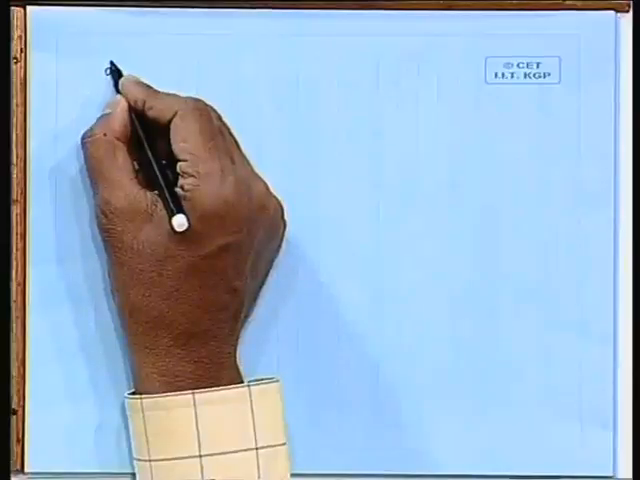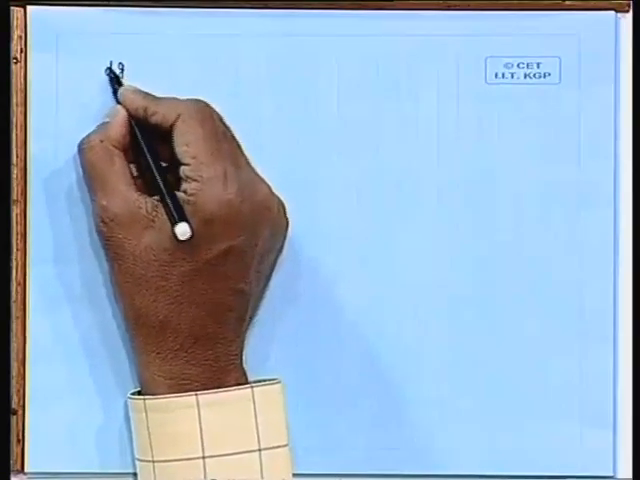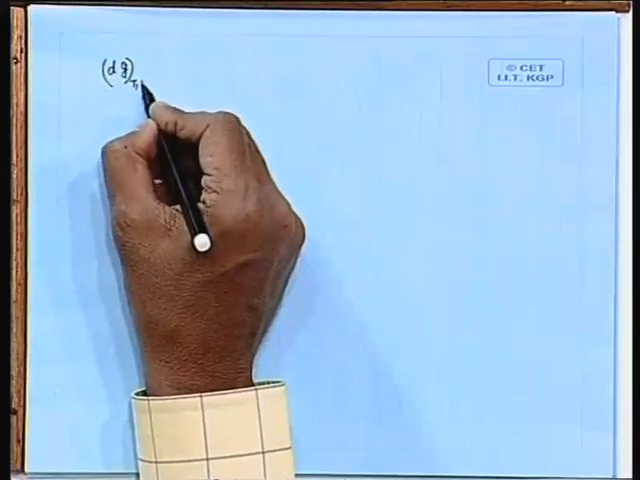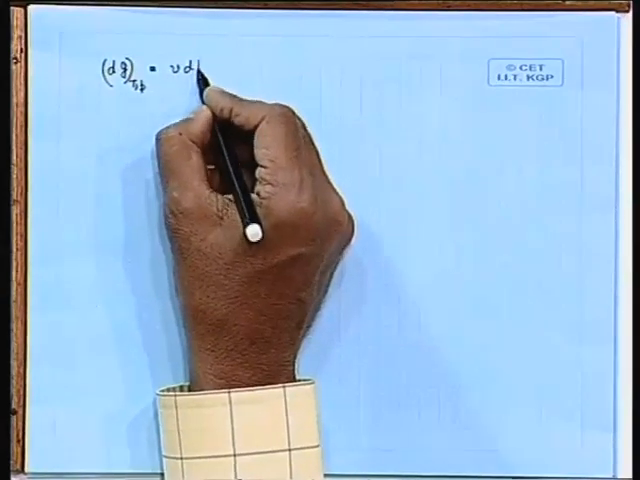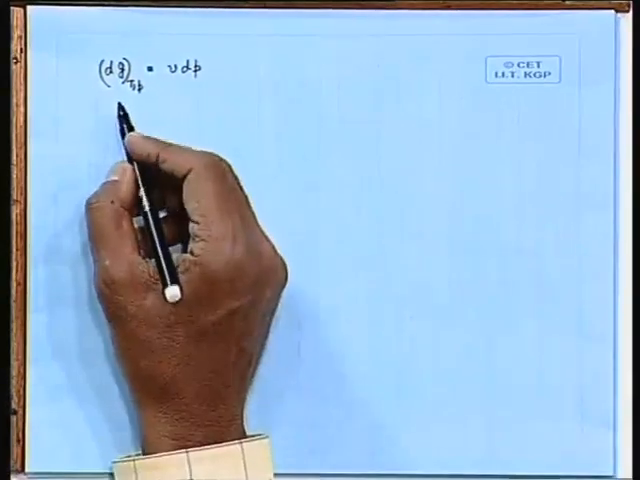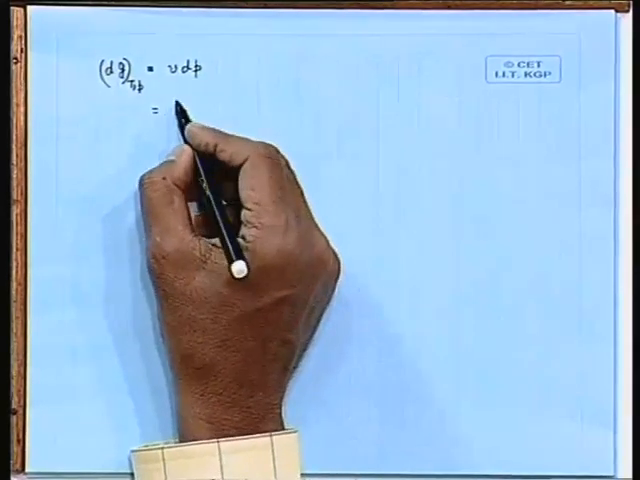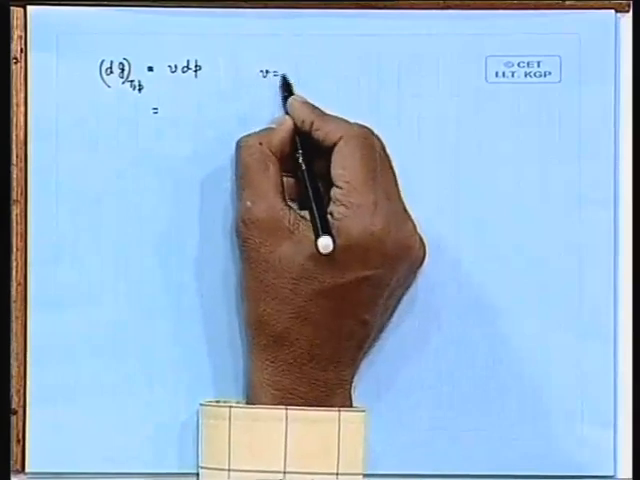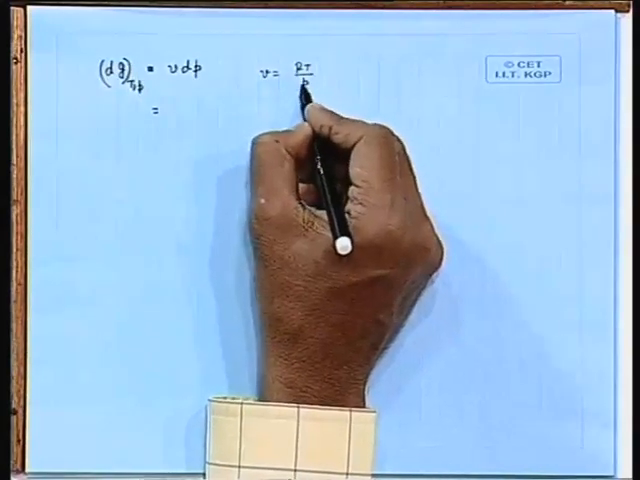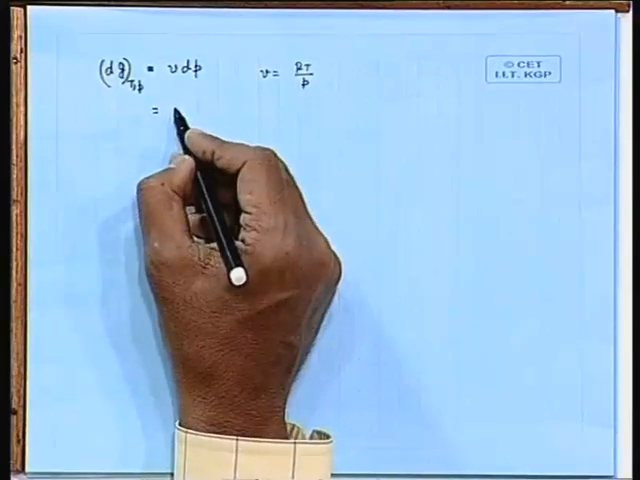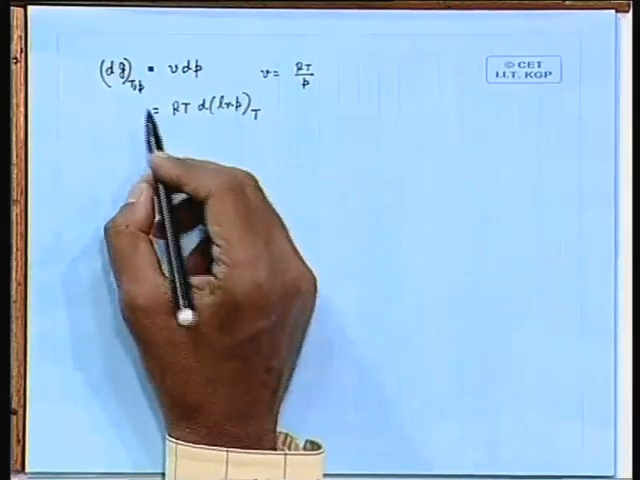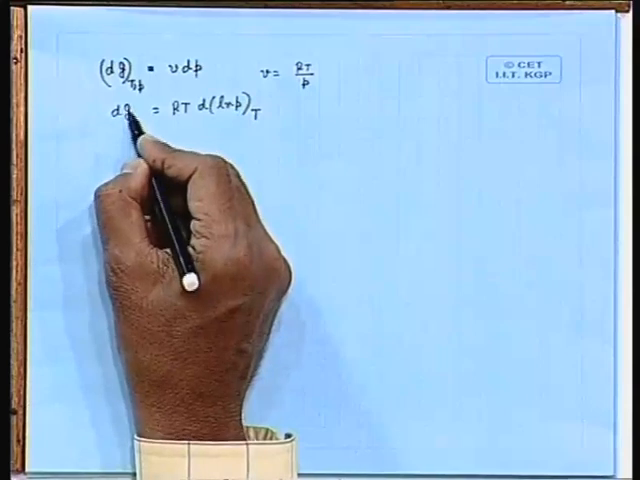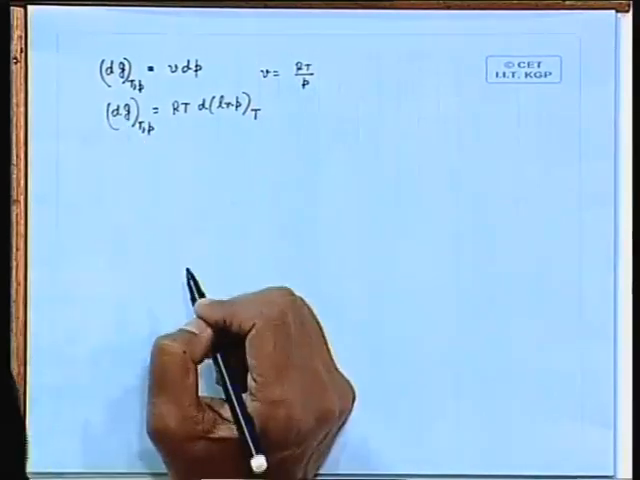Let us start again with a little repetition of the last class. The molar Gibbs function dg at constant temperature and pressure can be written from the property relation (dg/dp) at constant T as V dp. This was told in the last class. Now, for an ideal gas, V is RT by P. So, when the ideal gas equation is used, we can write this as RT d ln P at constant temperature. This is the relationship for an ideal gas at constant temperature.